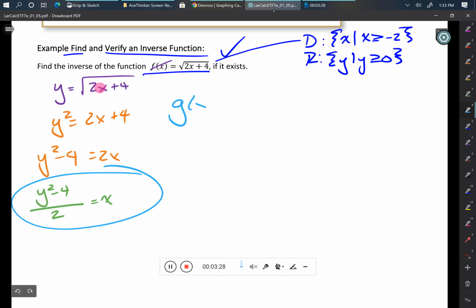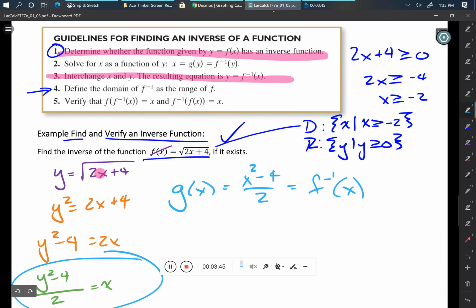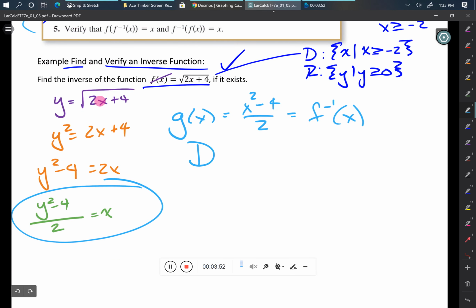So I can say that my g of x, which is y squared, I need to interchange my variables. X squared minus 4 over 2 should be equal to f inverse of x, because I'm to here. I did step 3 just now. And now I will determine the domain. So what is the domain of this new function? Hey, that's why I did this a moment ago, because the domain of this function is the range of the original. We just swap out that variable.